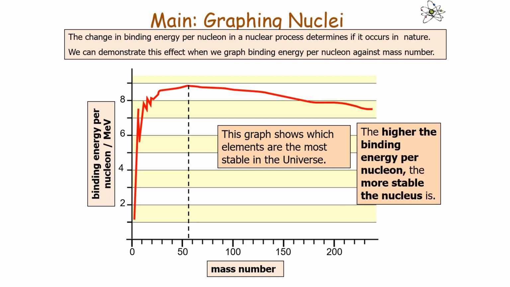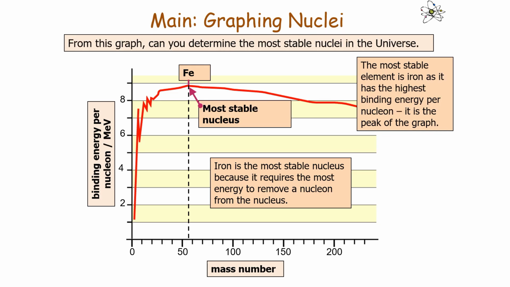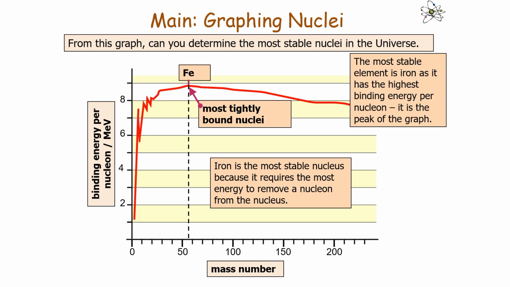Please remember, the higher the binding energy per nucleon, the more stable the nucleus is. You'll notice straight away that iron is the most stable nucleus because it has the highest binding energy per nucleon. It's at the peak of the graph. So we can say that iron's the most stable nucleus because it requires the most energy to remove a nucleon from the nucleus. So we can determine what our most stable nuclei in the universe are by using this graph. Iron, by definition, is the most tightly bound nucleus.